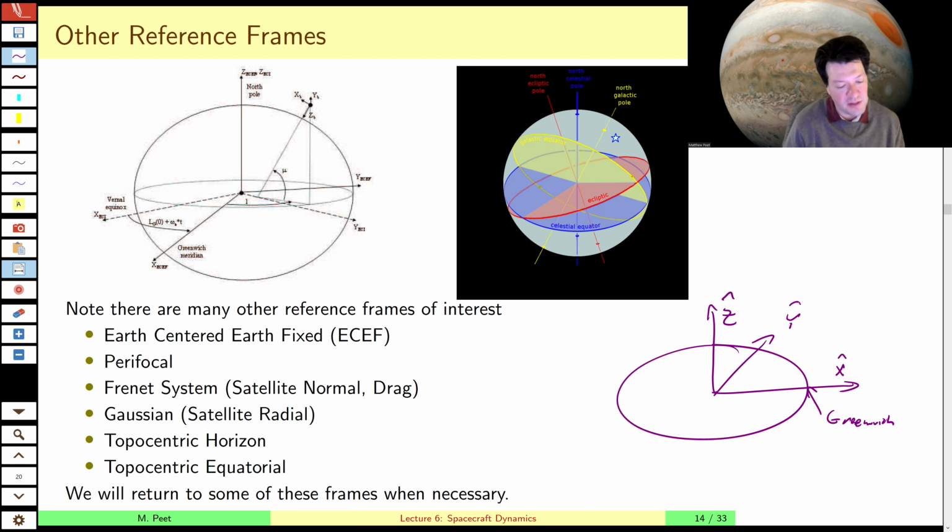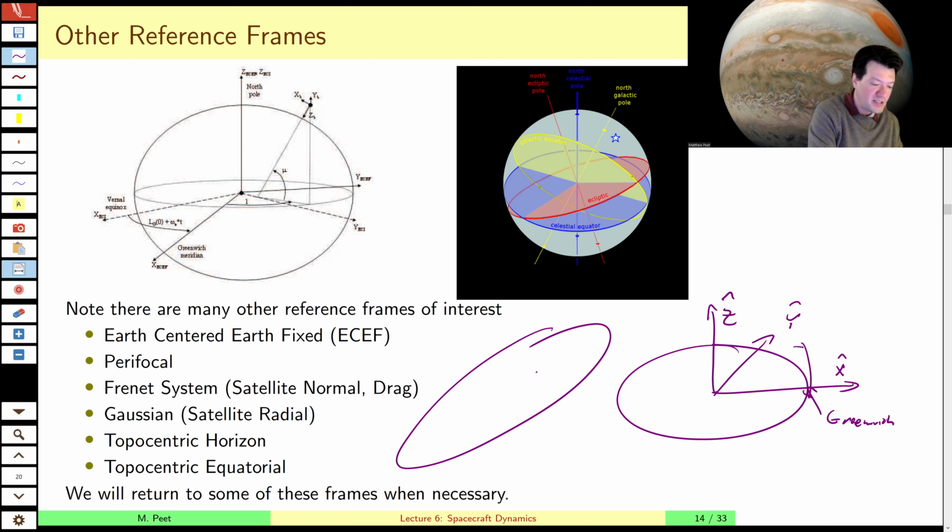Not actually towards Greenwich, because Greenwich would be up here, but the Greenwich meridian, meaning like this one. So its longitude is 0, for example. Perifocal, this is actually sort of a 2D coordinate system. It's defined with the orbital plane. The x hat direction is pointing towards the eccentricity vector. The z hat direction is perpendicular. It's the angular momentum vector of the orbit.